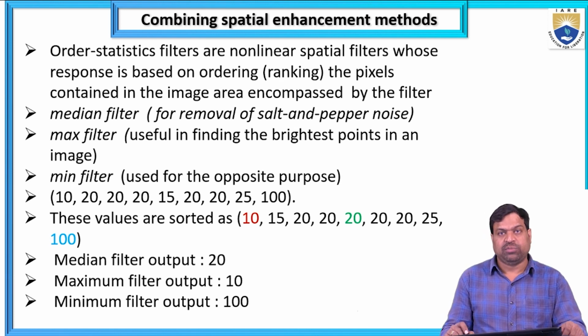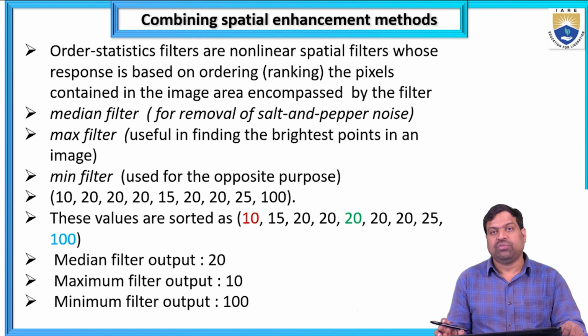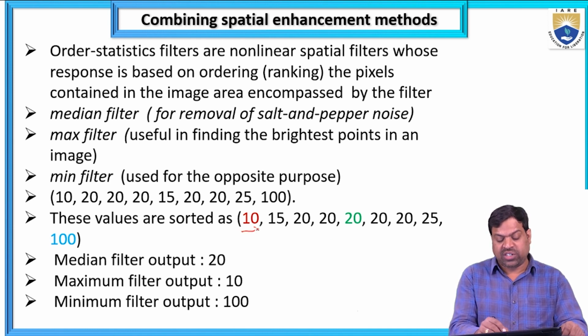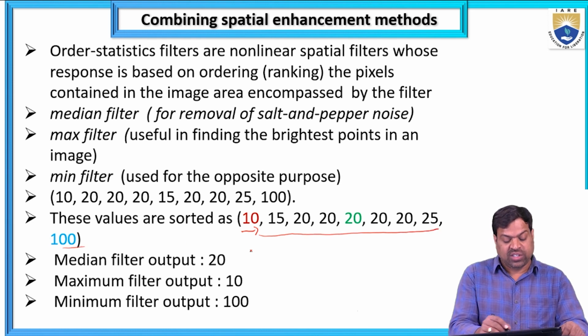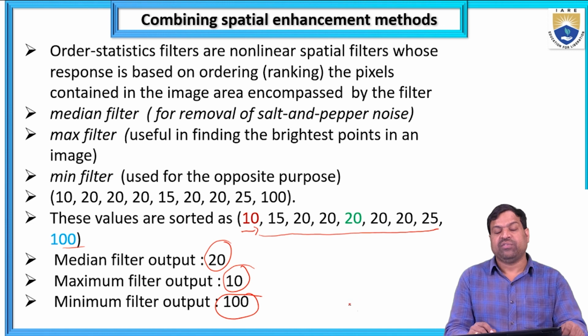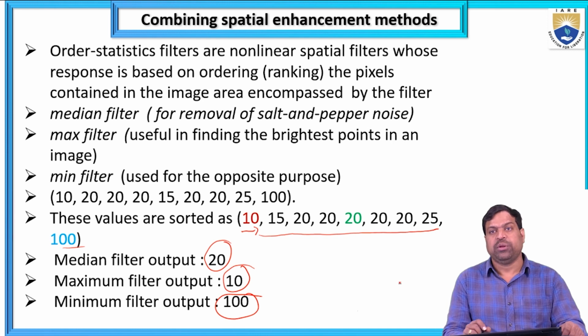So what are the values? I am taking 10, 20, 20, 20, 15, 20, 25, 100 as the values. These values I am sorting, from increasing order: 10, 15, 20, 25, 100. So what is the median? It is 20. What is the maximum filter output? 100. The minimum filter output is 10. So how are we calculating? We are using the order statistic filter method to find the median, maximum output and minimum output.